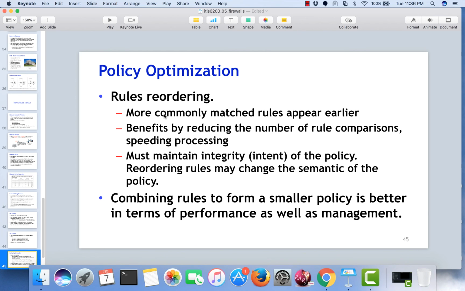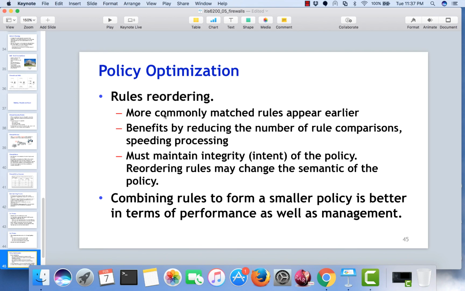It must maintain the integrity of the policy. Reordering rules may change the semantics of the policy. Absolutely. If you start moving rules around and your firewall guy has set those rules in place for a certain thing, then you may have just caused absolute chaos. These guys that are setting up rules for firewalls all day, every day, know what they're doing. But it's still important to always have them audited.